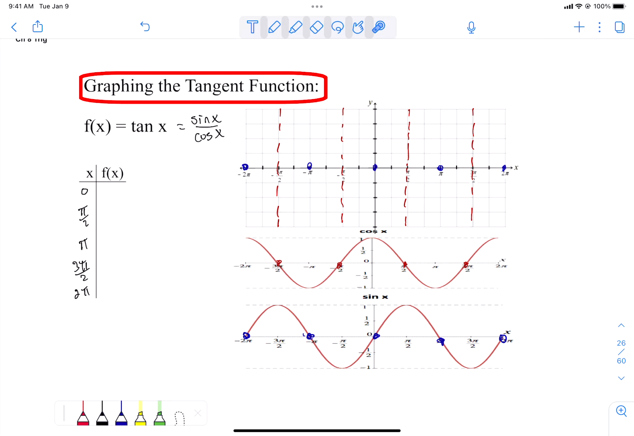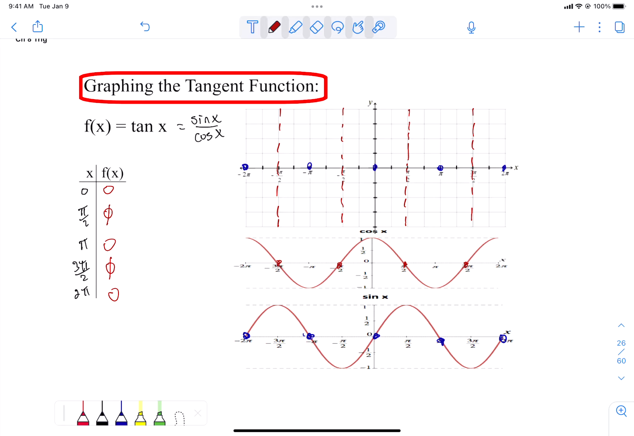The asymptotes are evenly spaced apart. The zeros are evenly spaced apart. There is perfect, lovely, wonderful symmetry of the graphs. So technically, that's all that those five points, 0, pi over 2, pi, 3 pi over 2, and 2 pi, are going to give us. So it's going to go 0, asymptote, which I'll designate as an undefined symbol, 0, asymptote, 0. It doesn't give us anything else.